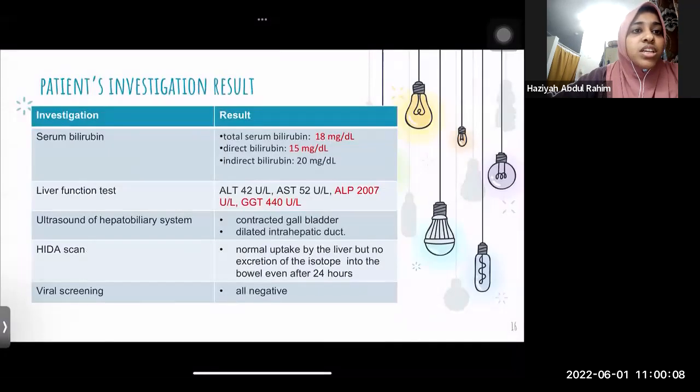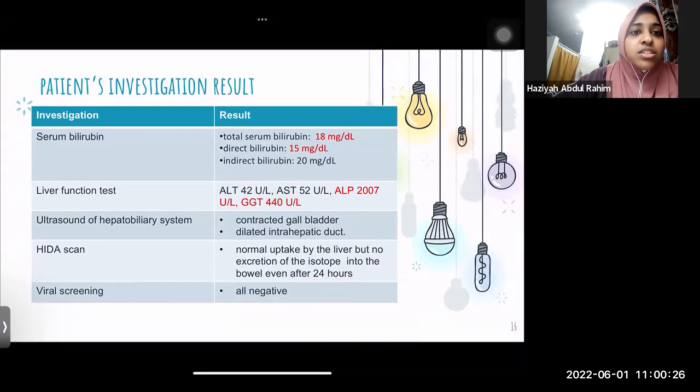So these are the investigation results in my patient. So serum bilirubin wise, there is elevated total serum bilirubin and also direct bilirubin. And then the liver function test shows ALP and also GGT elevated. For ultrasound of the hepatobiliary system, there is a contracted gallbladder with dilated intrahepatic duct.